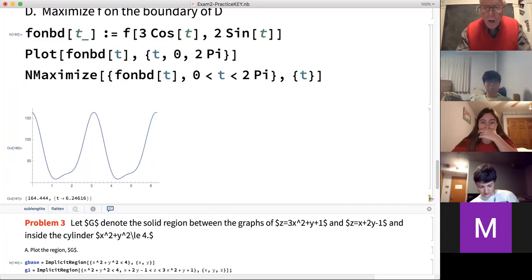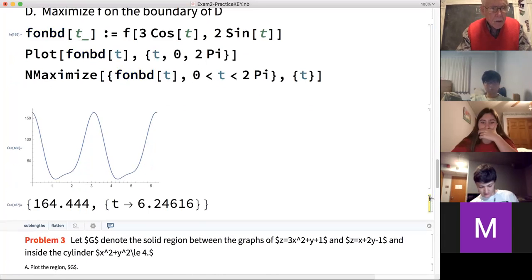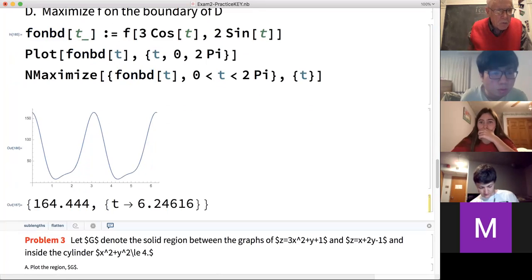And so it appears that there are actually several points where the maximum occurs. It picked out the one that is 2 pi, that 6.24616 is 2 pi on the very right-hand side. But there's also one in the middle that is probably pi, and 0 also seems to give the same value. And the value is 164.44. So the maximum of f on the boundary is 164.44 occurring at 2 pi.